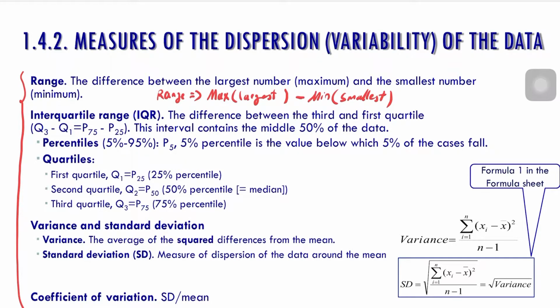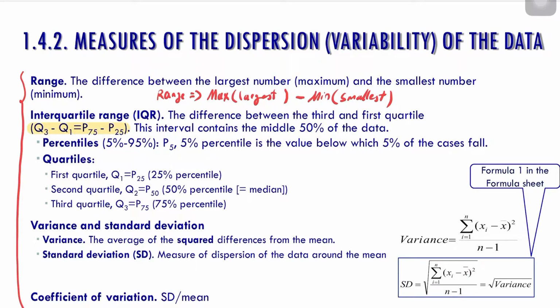As you see here, it is a range. It's very easy. If we have a data set or data table, we can find it very easily. And the other one is the IQR, or interquartile range. It is the difference between the third and the first quartile. For example, if we have 75% and 25%, the difference between these two can be the IQR. It's very important.